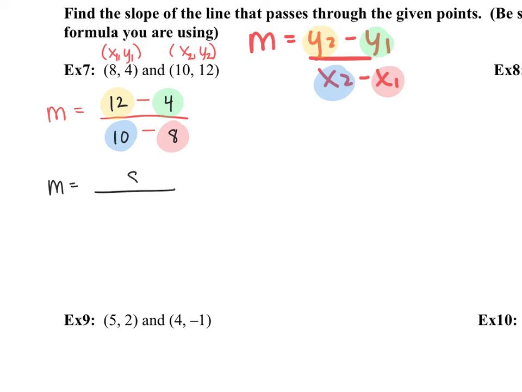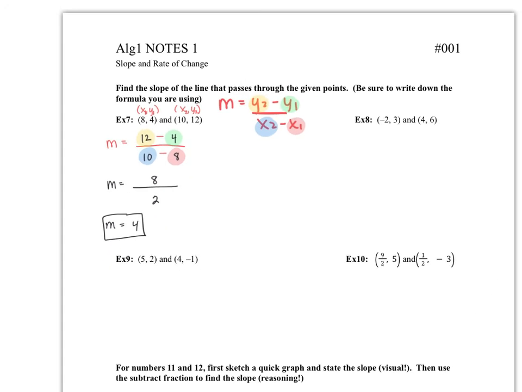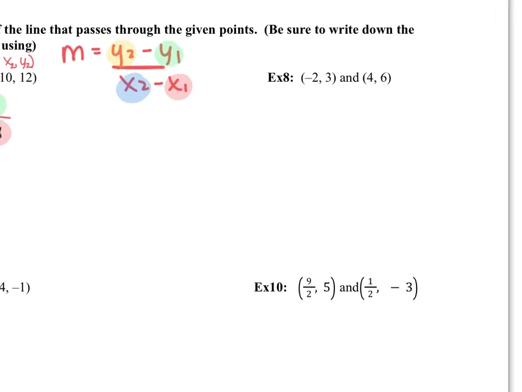So 12 minus 4 was 8. 10 minus 8 was 2, which means my line has a slope of 4. And the main difference between this formula and rise over run is if this answer was negative, it would have calculated out this way. So let's take a look at the next example.